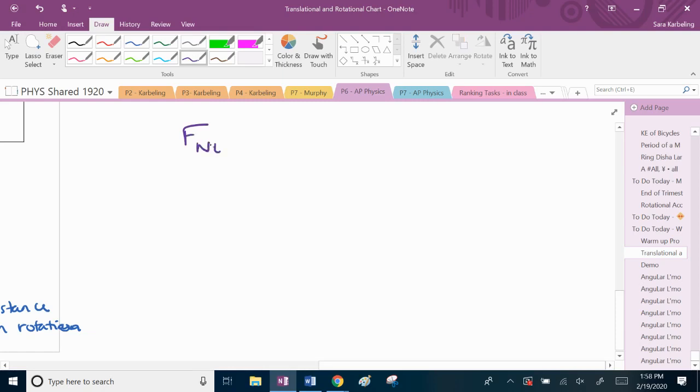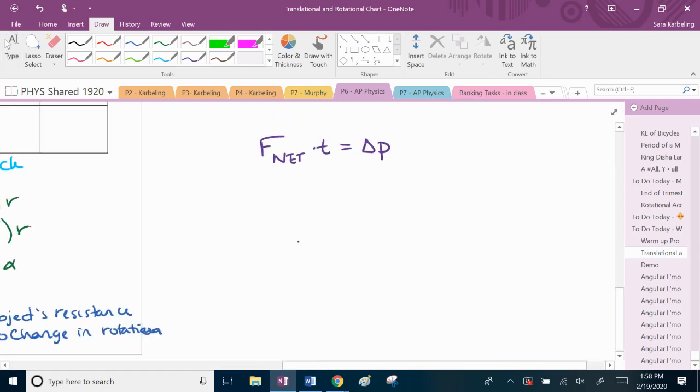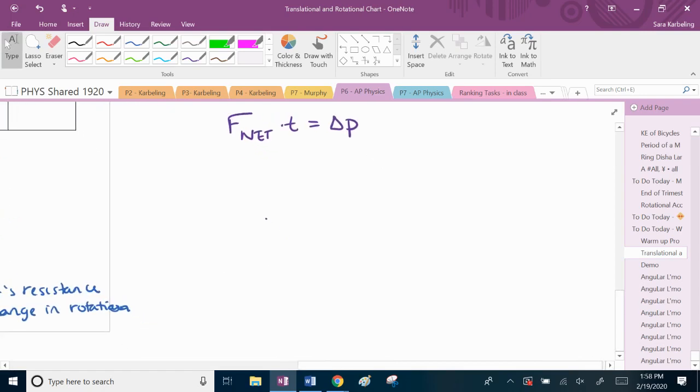So F net times t, we know, is equal to delta P, right? If I want to get the rotational equivalent to that, I just need the rotational equivalent to everything. What's the rotational equivalent to force? Torque, right? I'm sorry, torque net. Time is still time, right? So we're just going to go ahead and leave that there.